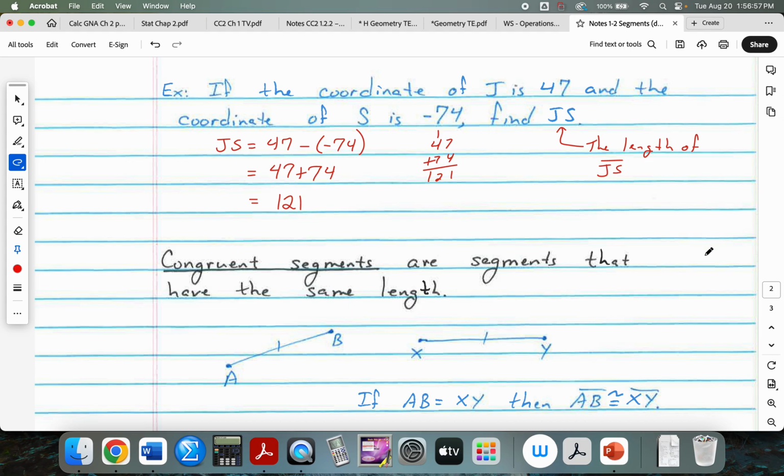So if it's on a number line and the number line is small and you want to just count, you can do that. That's fine. But there's going to be some where you're not going to want to spend the time to make a number line for them. Okay? It's just too crazy.